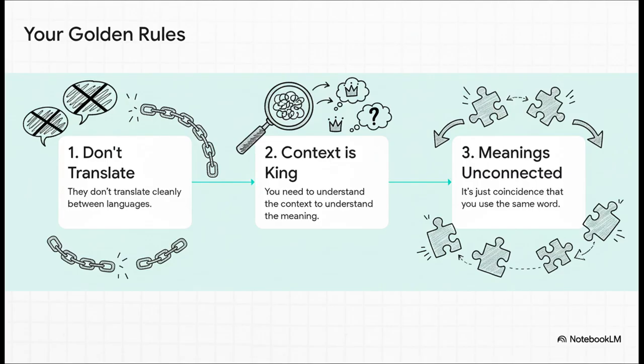Second, context is everything. It is king. The situation, the words around the modal, that's what tells you if can means permission or if it means ability. And third, you have to treat the different meanings of a single modal verb as if they are completely separate, unconnected words. Seriously. Just write it off as a weird coincidence that they happen to look and sound the same.